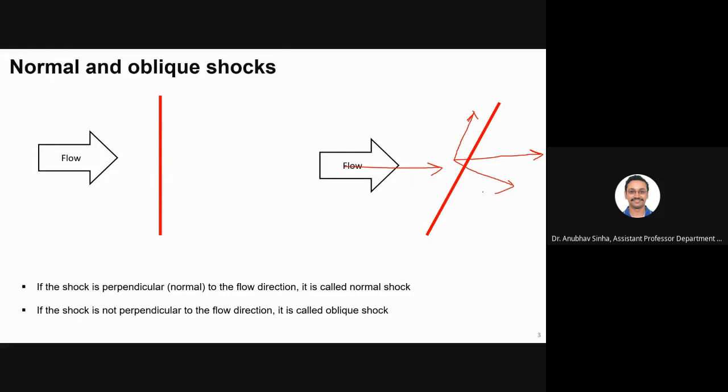Another interesting fact is that when you have a normal shock, behind the shock the flow becomes subsonic. Once you pass through the shock, the flow becomes subsonic. While in an oblique shock, the flow could be supersonic even after passing through the shock. That is something different and interesting about oblique shock, and why that happens, we'll see in later slides.